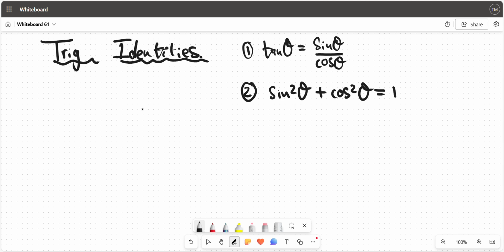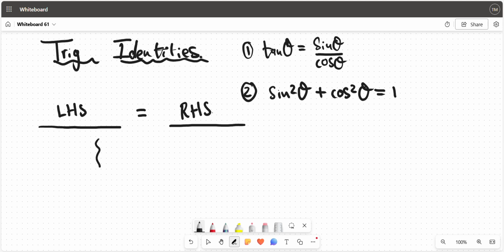So what do I mean that we're going to be proving these identities? In a proof, we're going to have an expression on the right hand side and an expression on the left hand side. What we need to do is take one of the sides, either the left hand side or the right hand side, and simplify it so much so that it's actually equal to the other side.